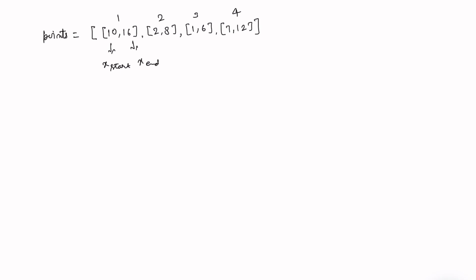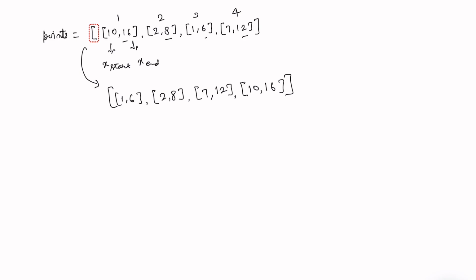So like see here, at first how will we sort these points? Sort by the maximum value or end position of each balloon, like 16, 8, 6, 12. So if we sort like that, then first will be third balloon, 1, 6, then second balloon, 2, 8, then fourth balloon, 7, 12, then first balloon, 10, 16. This will be the balloon position: third balloon, second balloon, fourth balloon, first balloon.